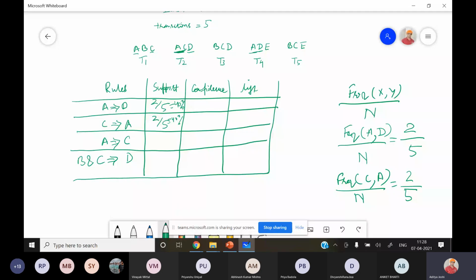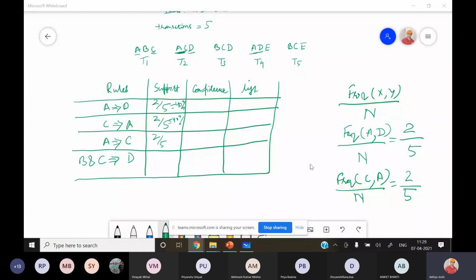Now, what is the support for A implies C? AC appears in the first transaction. It is the same as C implies A, 2 by 5. Now, what is the support for B and C implies D? In place of X, put B and C, and in place of Y, put D. So frequency of B and C, D divided by total number of transactions. B, C, D exists in the third transaction, so 1. So 1 divided by 5.